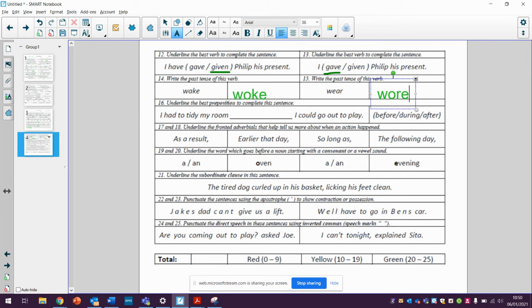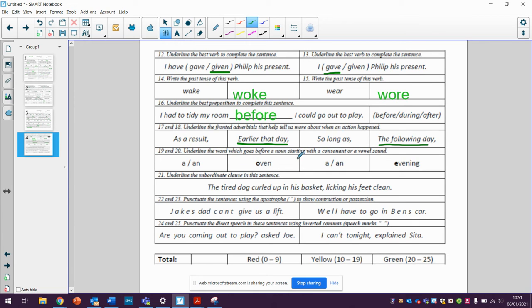Underline the best preposition. I had to tidy my room. I could go out to play. I had to tidy my room. I would say before I could go out to play. Underline the fronted adverbial that will help us to tell us more about when an action happened. So when, we're looking for when. As a result, earlier that day, so long as, the following day. So does it tell us when something happened? I would say it was definitely earlier that day. That tells us when it happened. Or the following day. This one is probably cause, and so it's that one.